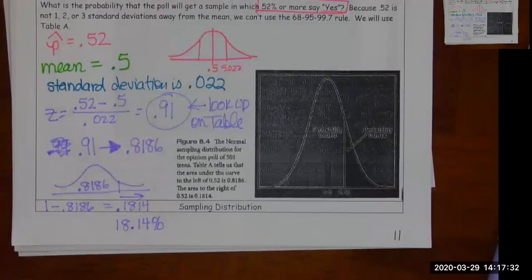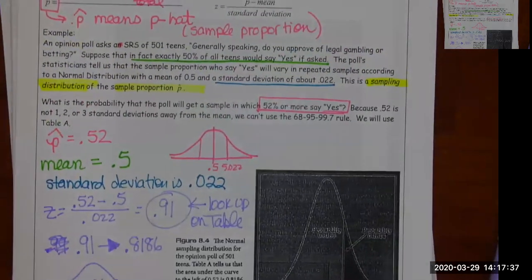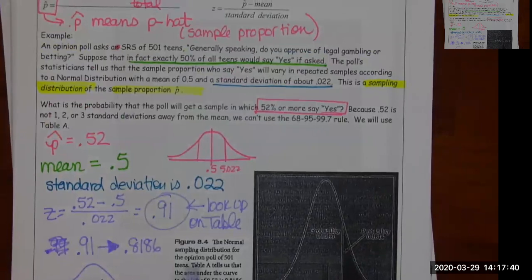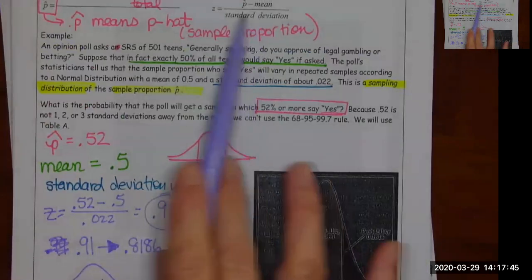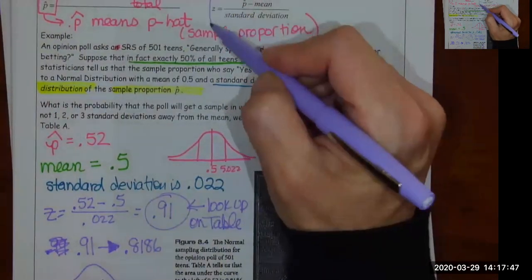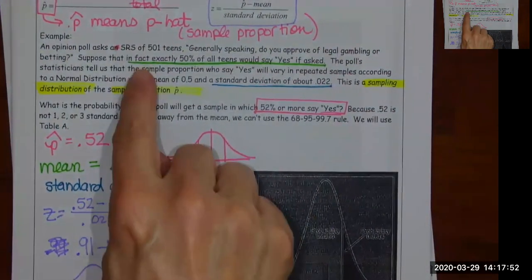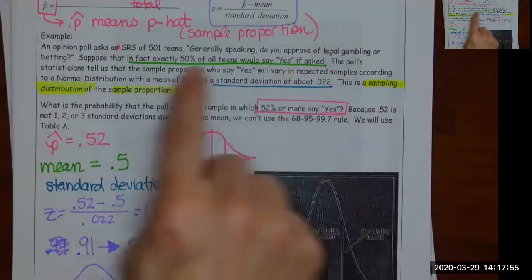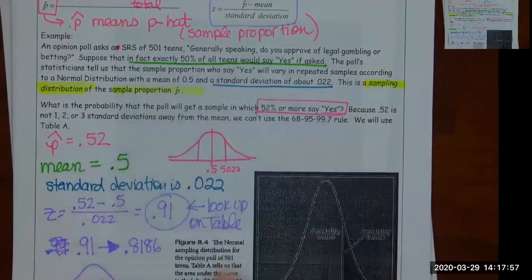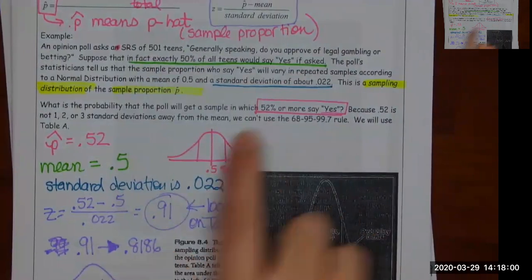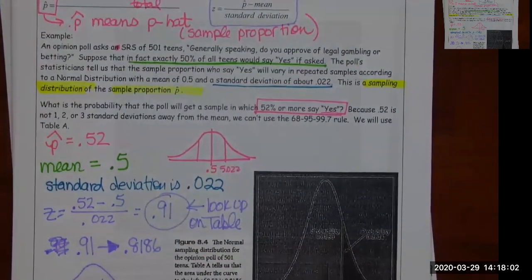But that takes us back to our sampling distribution. And pay attention to how this question is worded, because you've got all these formulas. Of course, you can write those down. There's nothing that's going to take away these formulas. But what you want to do is know what is p-hat, what is mean. So if they say the truth is 50% would say yes, the truth, that's your mean. And then if you go and take a sample and that's 52%, that's your p-hat. So hopefully that makes sense and makes a difference between those.